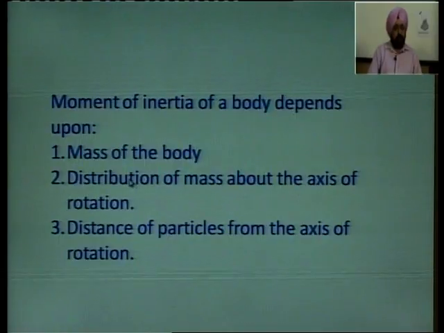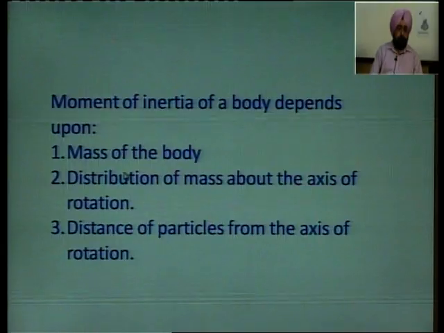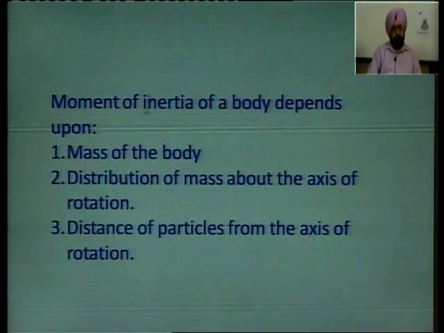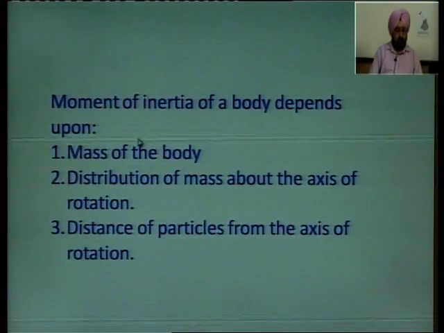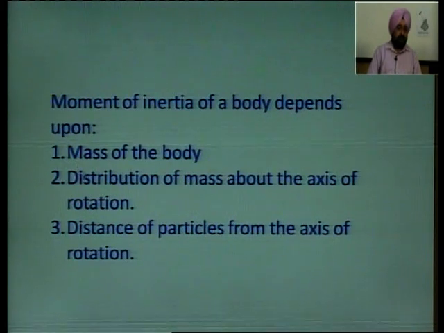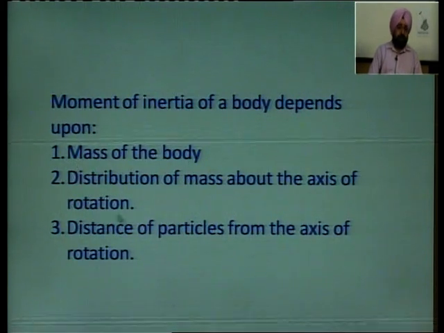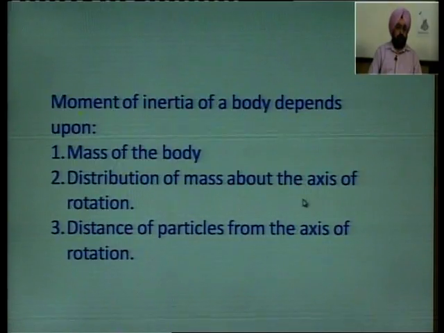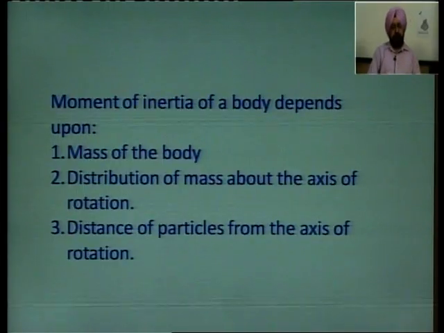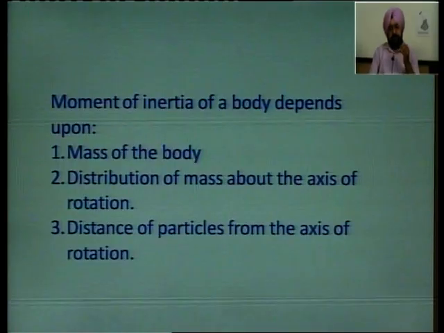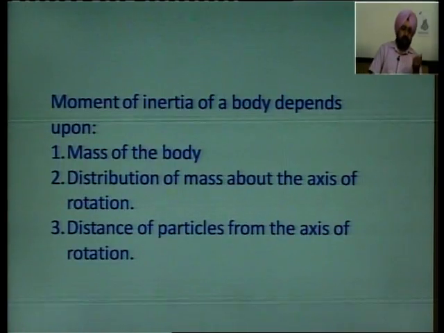Now, on what quantities or what points does moment of inertia depend? As we had seen, moment of inertia is mass into square of the distance from the axis of rotation. So, first of all, it depends upon the mass of the body. Secondly, it will depend upon the distribution of mass about the axis of rotation. Distribution of mass means whether a massive body is near the axis of rotation or a body of lesser mass is near the axis of rotation.